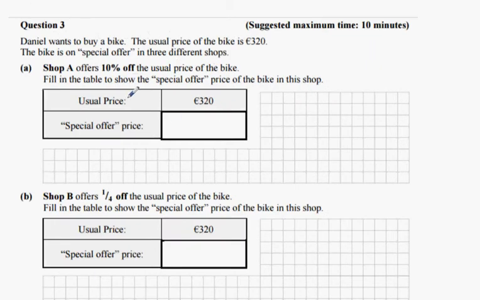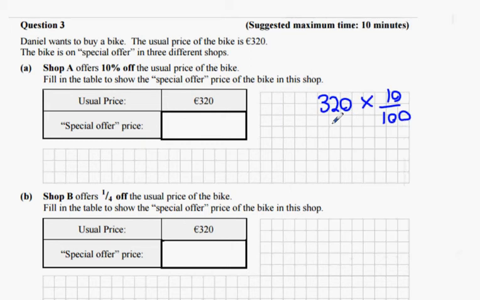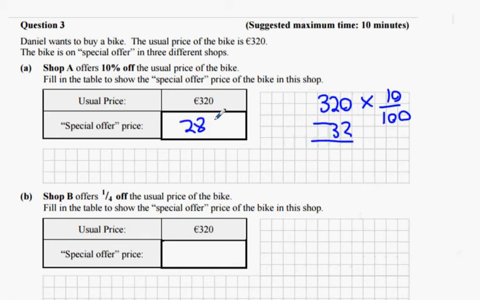Question 3. Daniel wants to buy a bike. The usual price is €320. There's an offer 10% off of the bike. Fill in the table to show the special offer. You can do this 2 ways. We can get 10% of 320 and take it away. So 320 multiplied by 10 over 100. That's 10% off. And you get €32. €32 take it away from 320. Yeah, 288. So you could have 288 here.